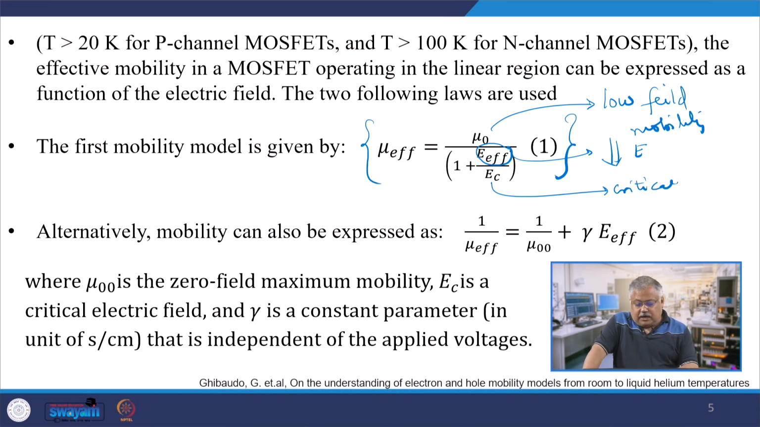And also you can express mobility as 1 by mu effective equals 1 by mu 0 plus gamma times E effective, where mu 0 is basically the low field mobility. Low field means zero field, when there is no electric field available from external sources. EC is the critical electric field, gamma is a constant parameter whose dimensions are given, and that is independent of the applied voltage. So it is basically a function of the material which you choose, and these occur for P channel for more than 20 Kelvin, and for N channel it is more than 300 Kelvin.